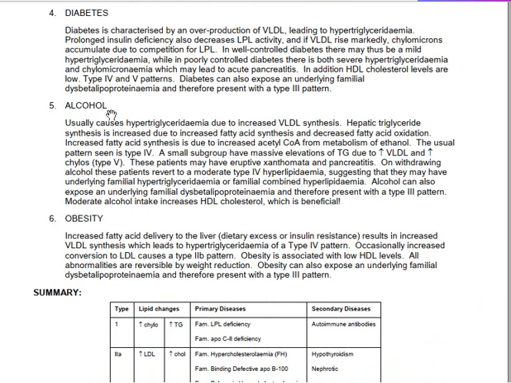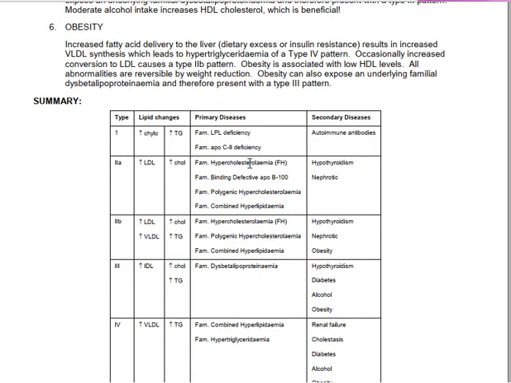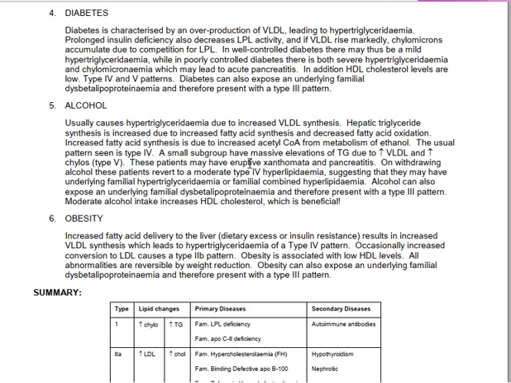Now the next one is going to be alcohol. You need to know that usually the cause of hypertriglyceridemia is going to be increased synthesis of VLDLs. Is it clear? Hepatic triglyceride synthesis is going to increase due to fatty acid oxidation as a result of alcohol, because alcohol is going to increase the acetyl-CoA production, which is going to increase the triglyceride level. Is it clear? Now the next is going to be obesity.